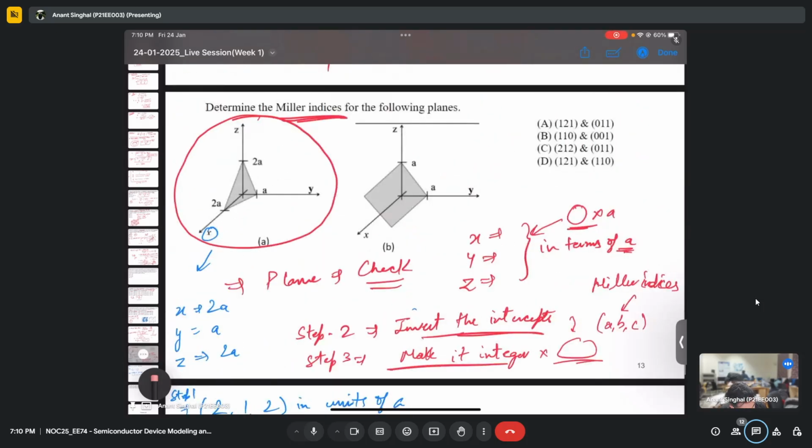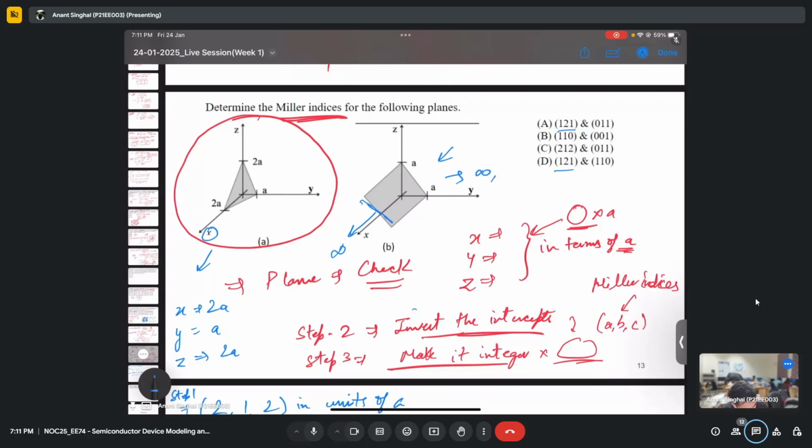Oh, there are two options. So quickly give me the Miller indices of this. This is very easy now, I guess. When there is no coordinate in the x plane, this means that it is going to infinite value. So for the x, we can take infinite.